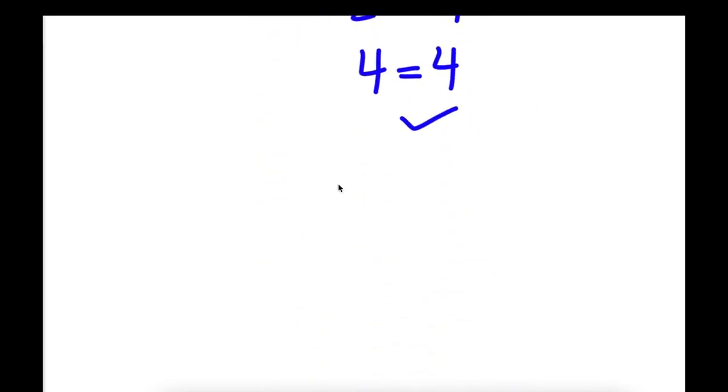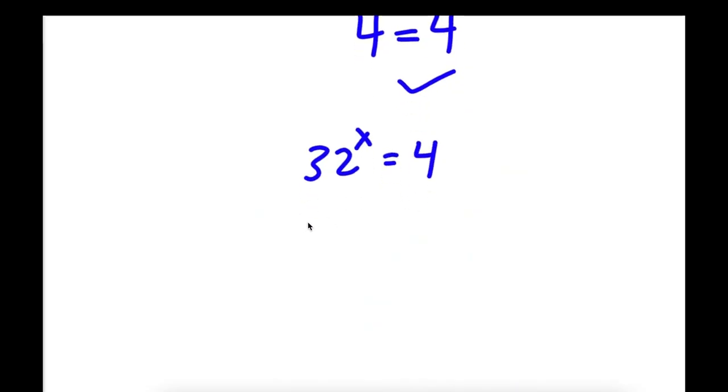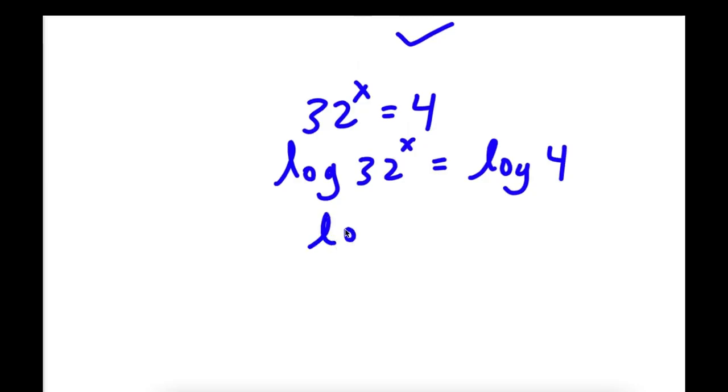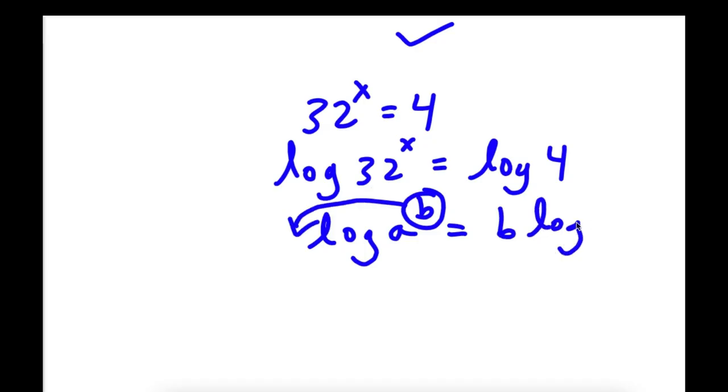Now, another simpler way of solving this problem is to take the log on both sides. So I have log 32 to the power of x is equal to log 4. And an important property of logarithms is that if I have something in the form log a to the power of b, I can actually move this exponent to the front of the logarithm, so this is equal to b times log a.